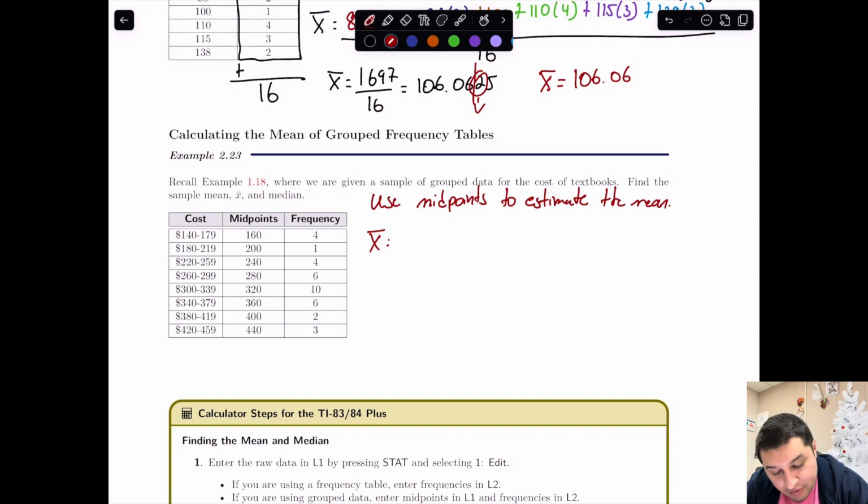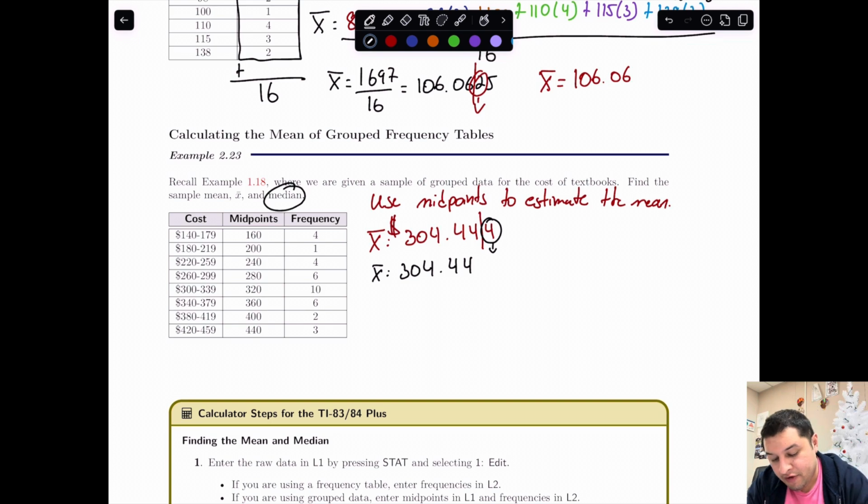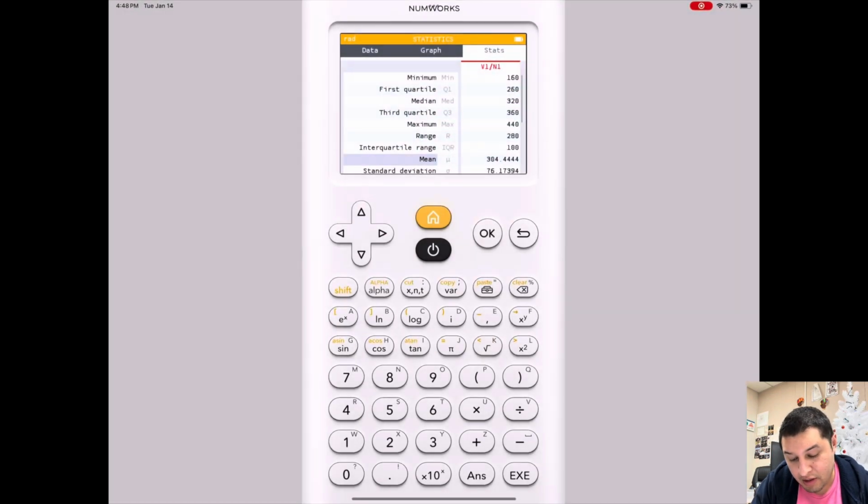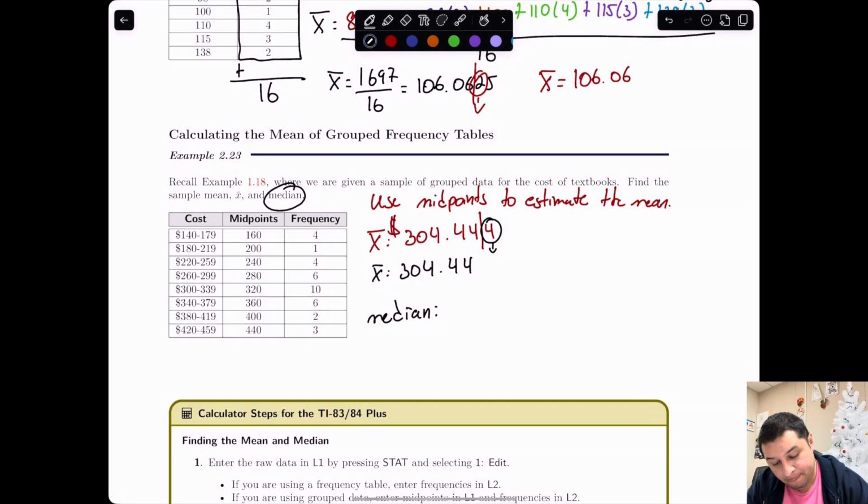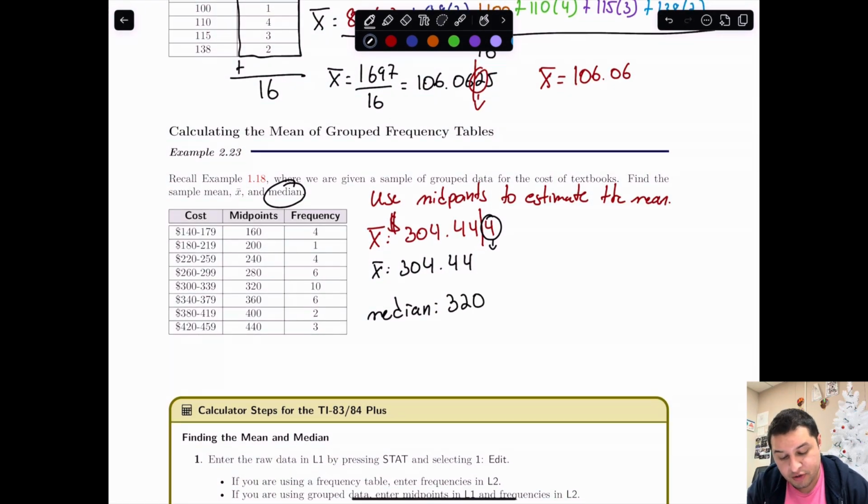We know that it's a sample, so we're going to keep it as a sample and write right here 304.44. Once again, we have another 4, so we cut it off right there because we want 2 decimals. So X bar is 304.44. The next thing we want to find is the median, which it also has here, so we'll write it down. If we look here, the median is right here, which is 320. So the median is 320.